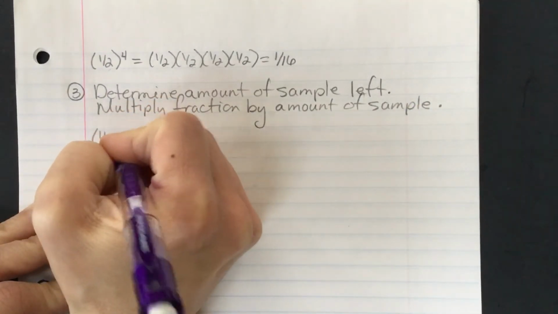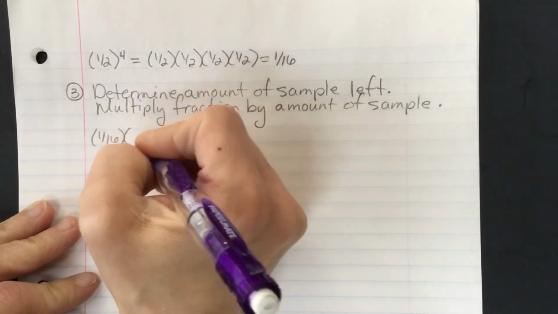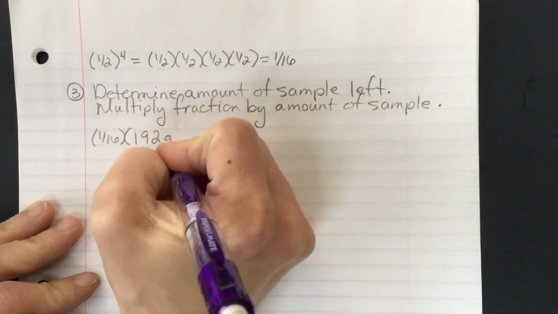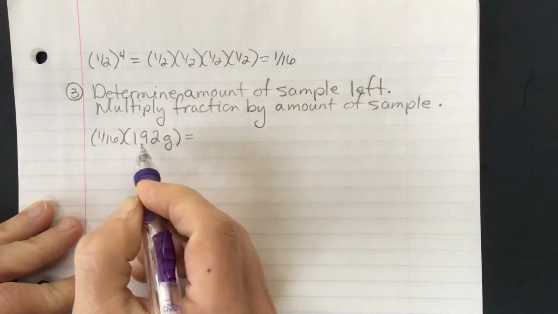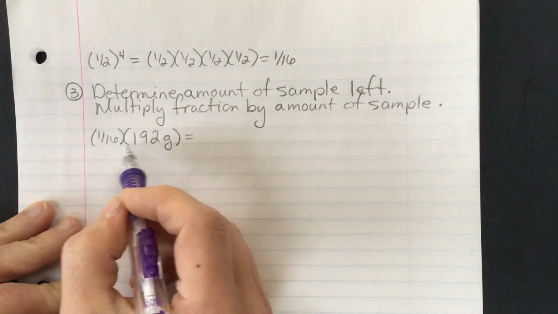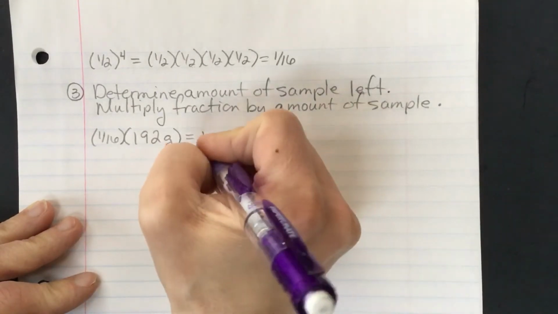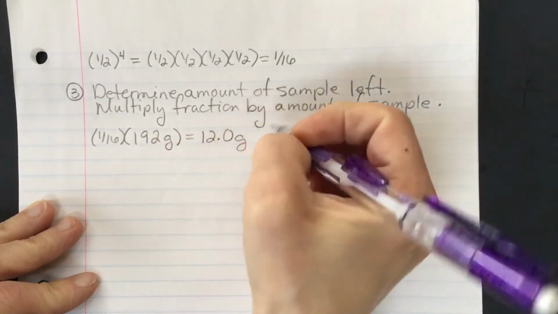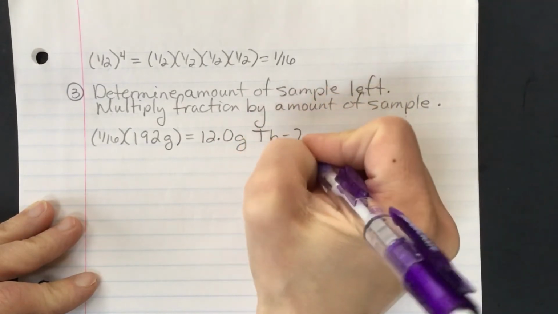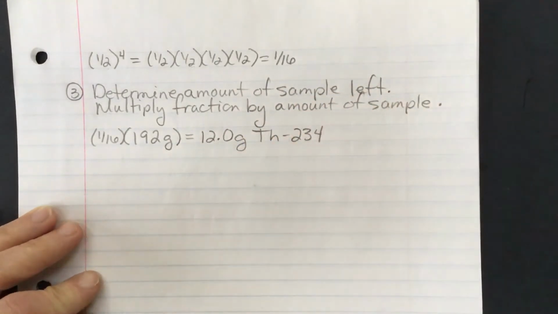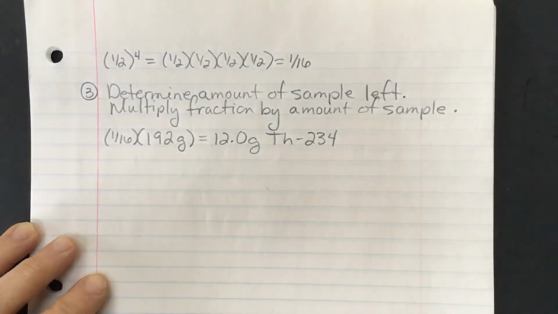So we have 1/16 times the amount of sample we're given, which is 192 grams. When we actually divide here, 192 by 16, we get 12 grams of thorium-234 left. So those are the steps to figure out this type of problem.